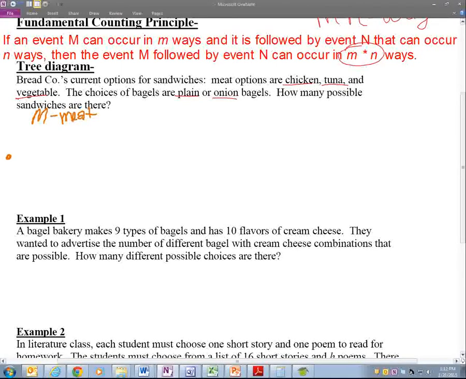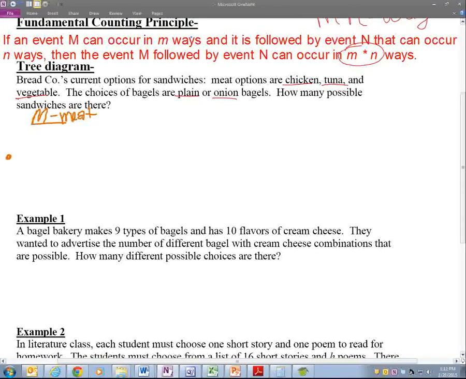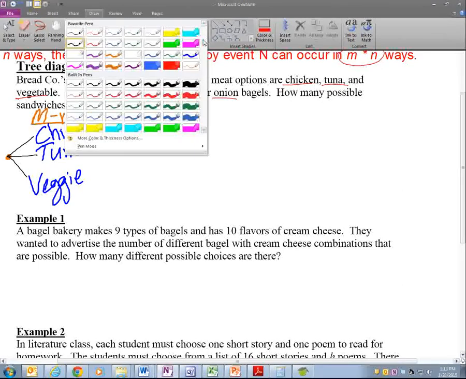Now, our meat options are there. What are the meat options? What's one of them, Olivia? Chicken. So write that down. JT, what's another one? Tuna. Ensley? Veggie. Now, they were complaining that veggie isn't meat. True, but it's your meat option. In order to make this into the tree diagram, let's go from you, which is that thing there. That's the first thing you have to decide. I need to decide whether I'm going to have chicken, tuna, or veggie, if you're willing to eat any of those. So that's our situation M.